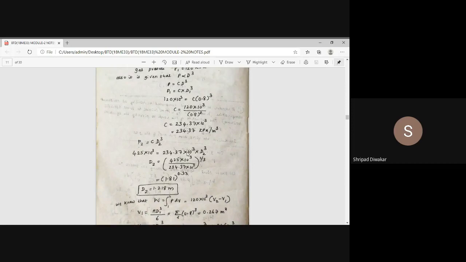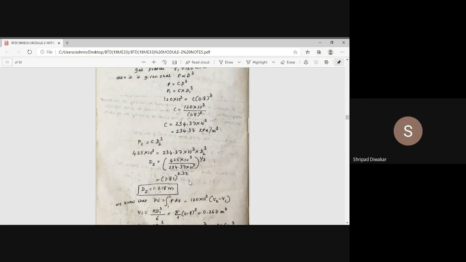So d2 cube you have to find out. Then in order to find out d2, you have to take the power of 1 by 3 in your calculator. So use the calculator, find out the value of d2. And we'll get the value of d2 as 1.218 meter. Remember, the value of d2 should be more than your d1, because as we supply the heat, diameter increases.